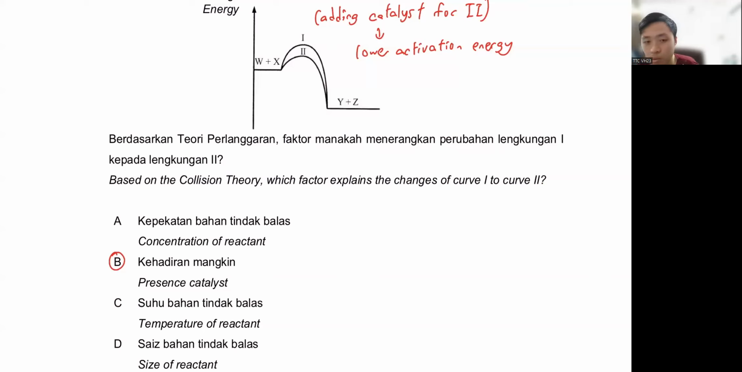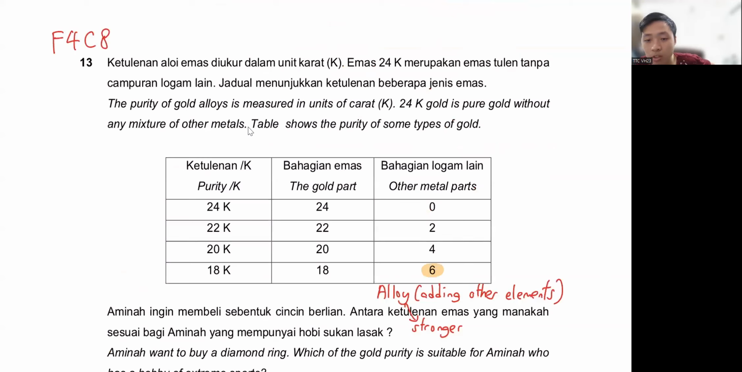Question 13. Question 13 is Form 4 Chapter 8. So Form 4 Chapter 8 what happened? Form 4 Chapter 8. This one is talking about alloy one. So what happened to alloy is, now maybe they're not talking about alloy directly, but actually this one is talking about alloy.